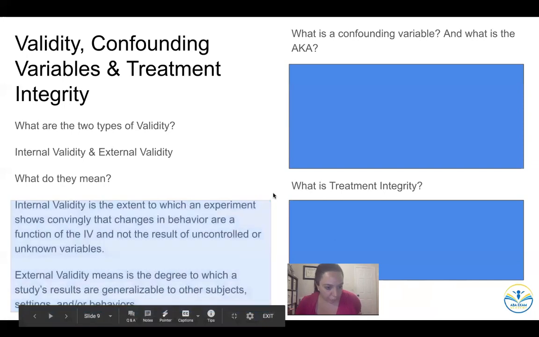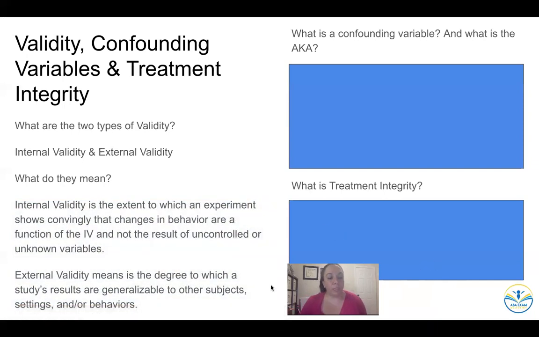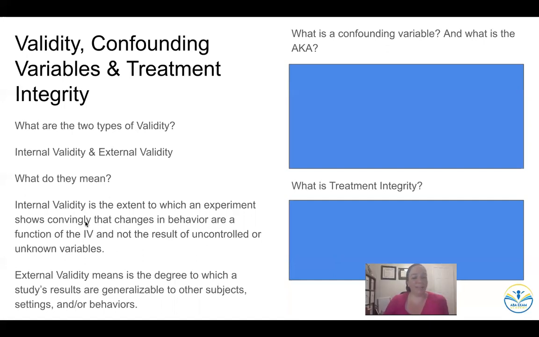All right, so I'm going to break it down for you guys. Internal validity is the extent to which an experimenter shows convincingly that changes in behavior are a function of the IV and not the result of uncontrolled or unknown variables. So you know in that case that what you're doing in your intervention is why the behavior is changing. Correct? All right. And then external validity means the degree to which a study's results are generalizable to other subjects, settings, or behaviors. Does anybody have questions about those before we move on? No questions. Okay.